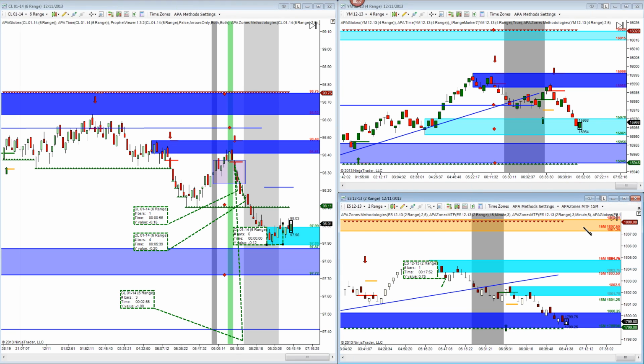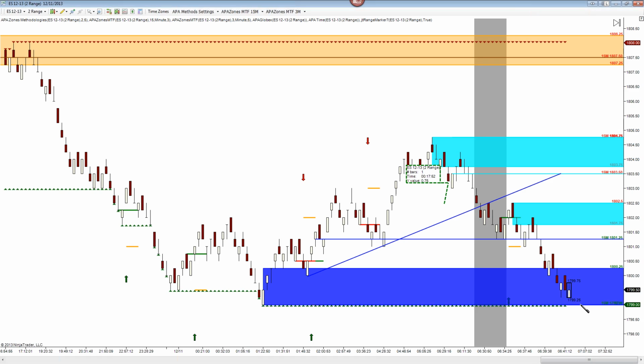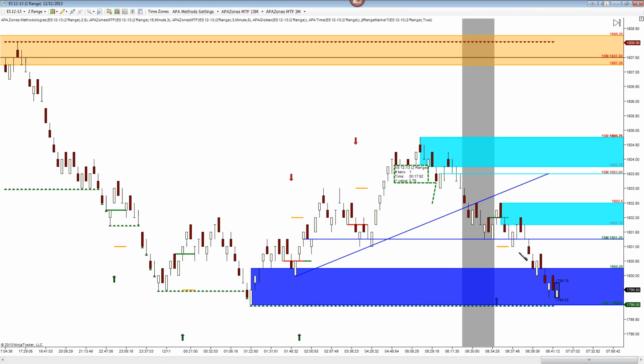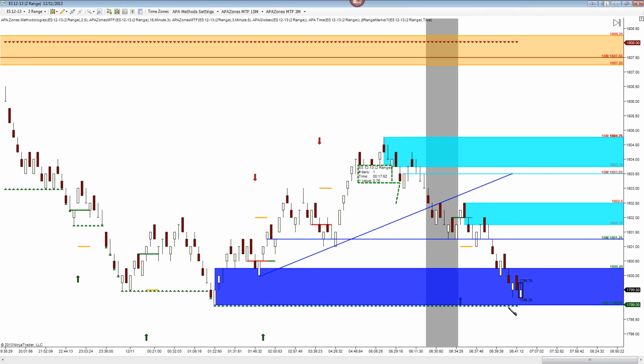Let's put our 15-minute zones on the ES just to give us some context here. There's where the 15-minute zone is. It's already had one bounce on it. You can see where the 15-minute zone actually started to draw over here. This is our MTF. So that was our first bounce right there.